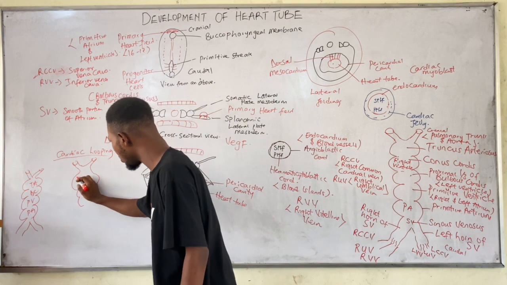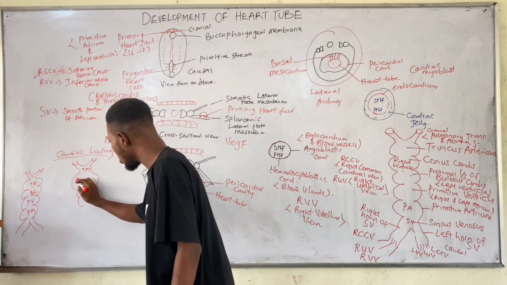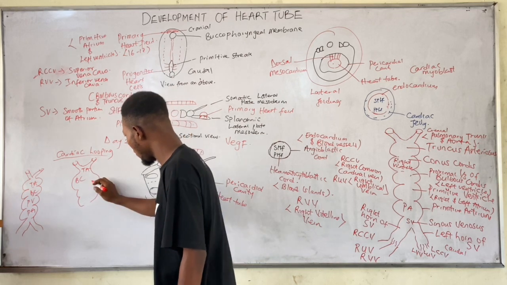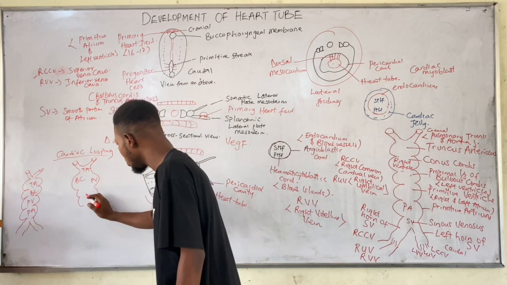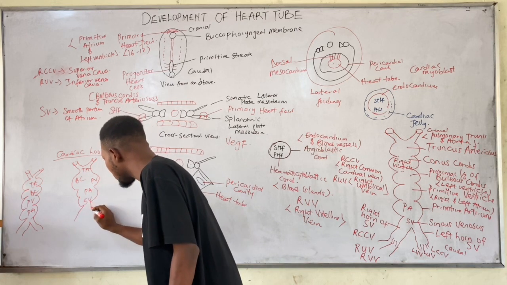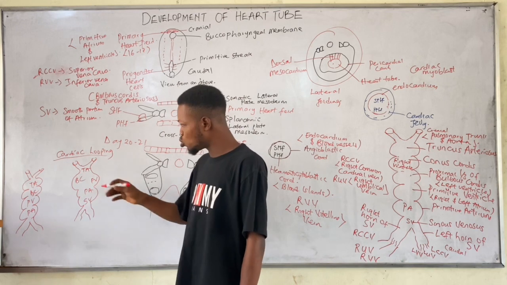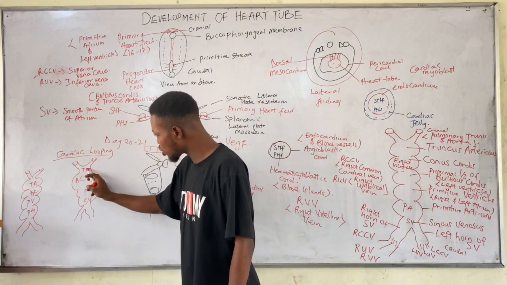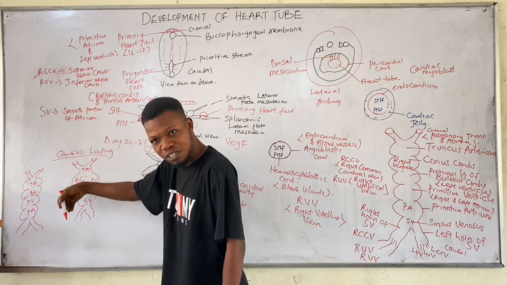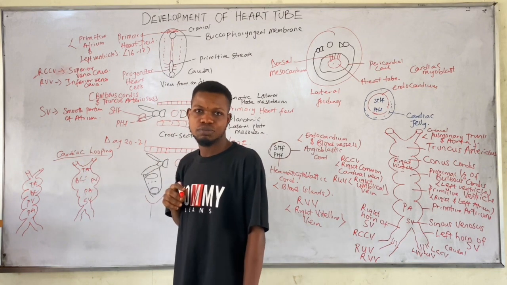So this is my truncus arteriosus. This is my bulbus cordis. This is my primitive ventricle. This is my primitive atrium. And this is my sinus venosus. Then we have it to be like this. Now, can you see the changes that occur to the heart tube? The bulbus cordis and the truncus arteriosus shift caudally to the right. That's the first thing that occurs during cardiac looping.